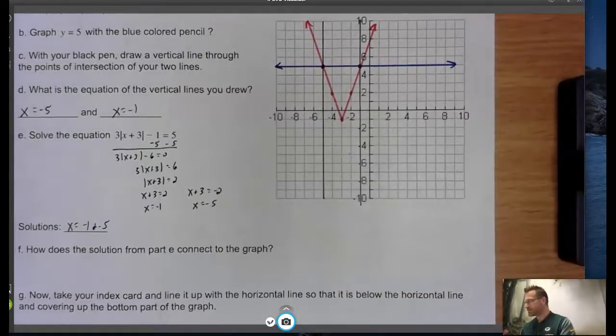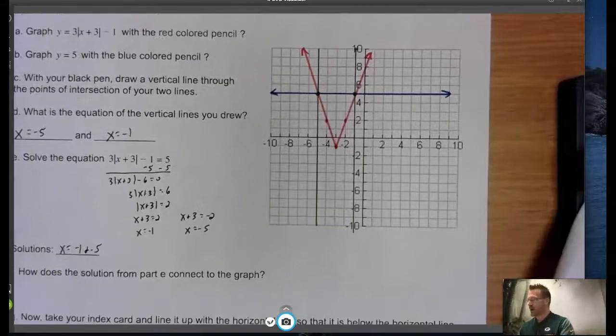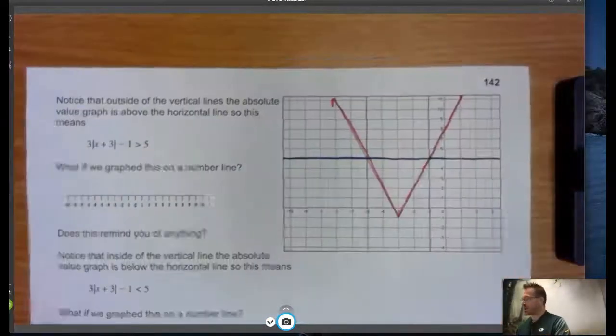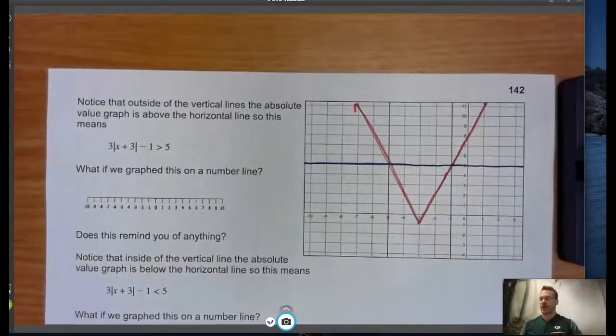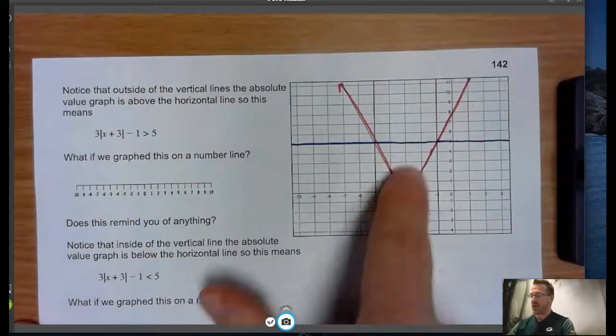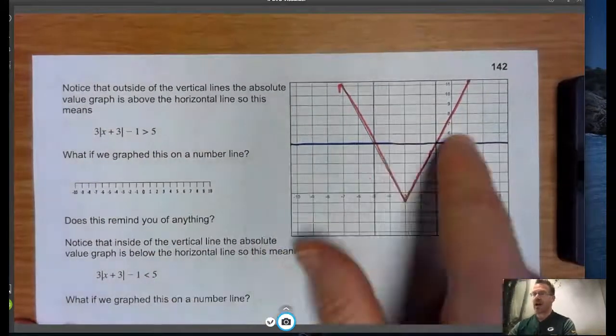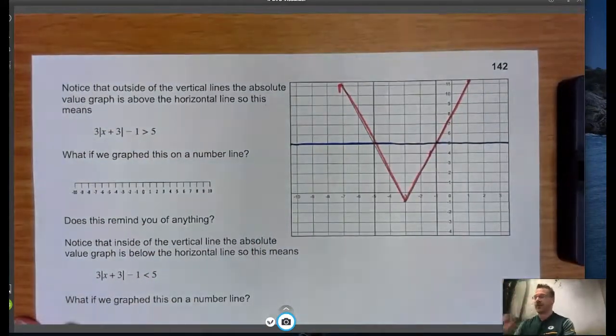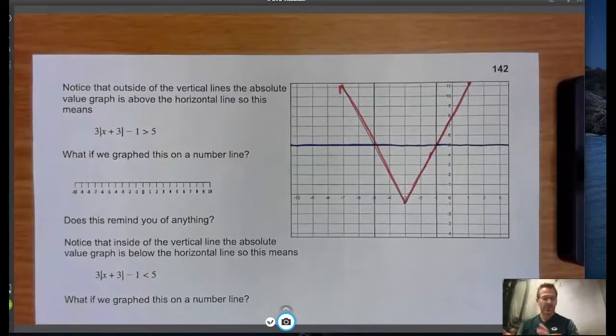our absolute value graphs. Okay, so now let's flip over and look at the back, and let's just keep making some connections here. Now what I went ahead and did is I outlined the absolute value graph in red, and our horizontal line in blue, so you can see that it's the same graph that we were doing on the front side here, but to make it a little bit easier for you to follow along with the conversation.